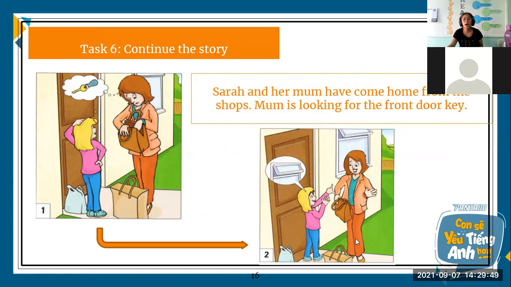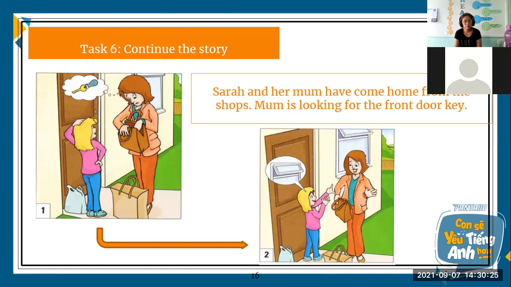Sarah and her mom have come home from the shops. Mom is looking for the front door key. What happened next? Can you please continue? This is number 1, number 2, and let's move to number 3. Speak up. Can you say again? I don't know what you are saying. Your sound is a little bit off.